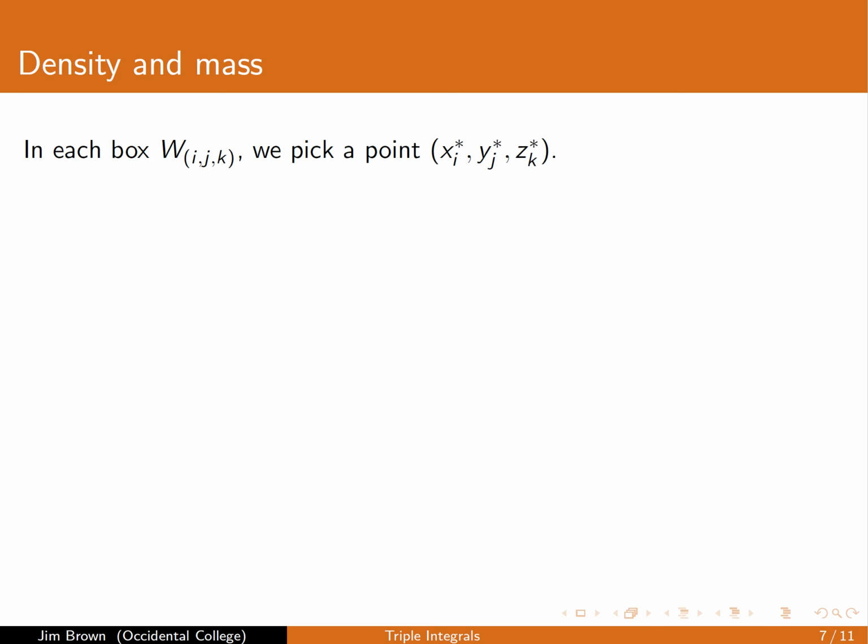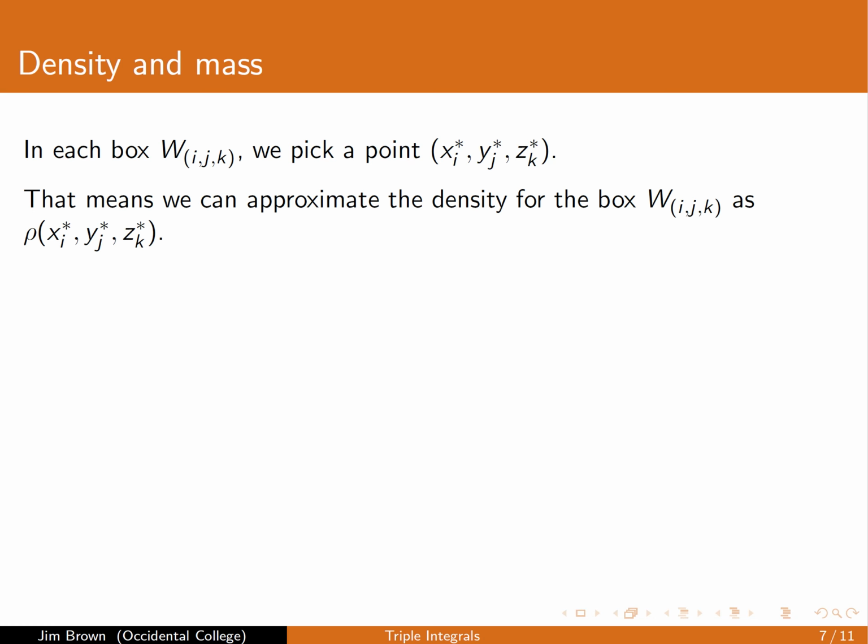So for each of those boxes, we're going to pick some point xi star, yj star, zk star that's inside the box. You can pick those wherever you want as long as it's inside the smaller box wijk. And so we're going to say that that box wijk has approximately a constant density of rho of xi star, yj star, zk star. Certainly the density doesn't have to be constant, but we'll approximate it as constant. And we'll see as we get smaller and smaller boxes that approximation becomes better and better.